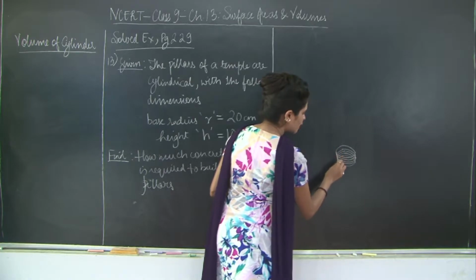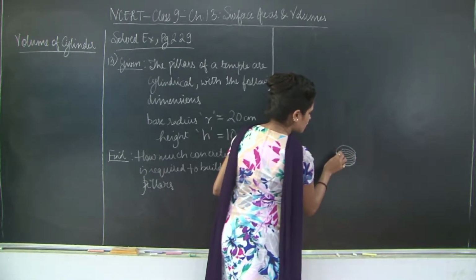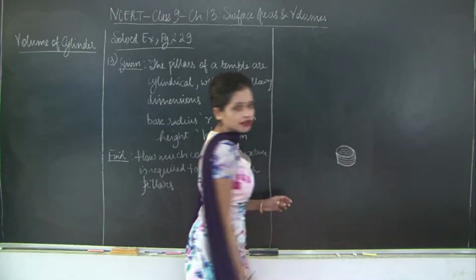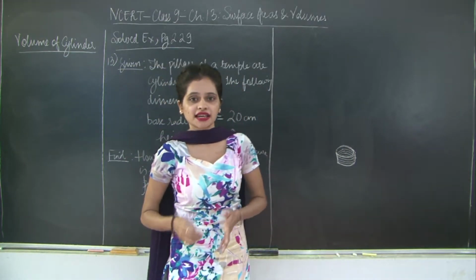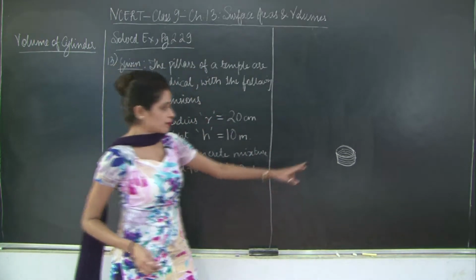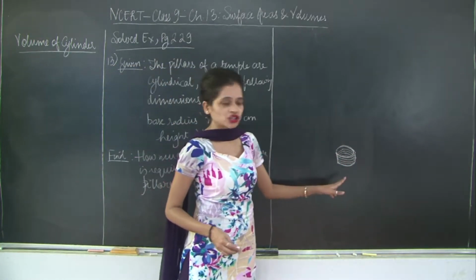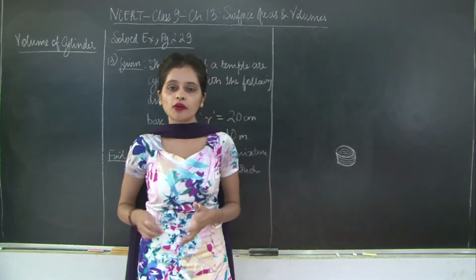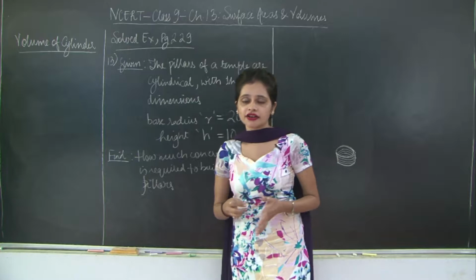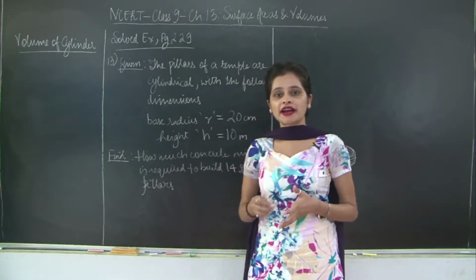So if you just look at the borders, what are you getting? You're getting a right circular cylinder. So what is the volume going to be? It's again going to be the same, that is base area into height. The base area would be the area of a circle, which is pi r square, and height, let's say it is h, so it would be into h. So the volume of a right circular cylinder is base area into height, which is pi r square h.